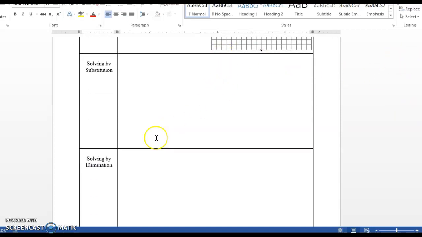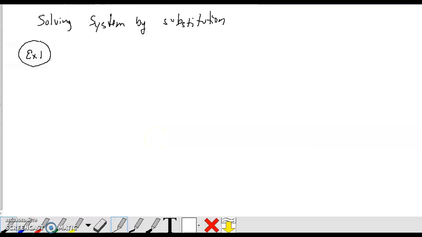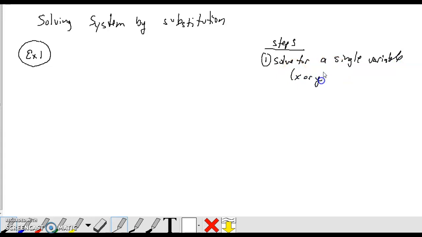And you can actually put two of the solving substitutions if you want to for this. Before we do that, we can say some steps for solving it by substitution. Okay, so the first one: solve for a single variable. And it could be either x or y.